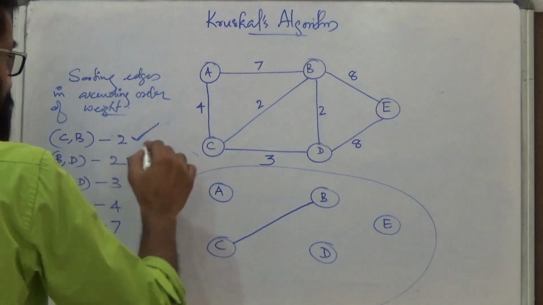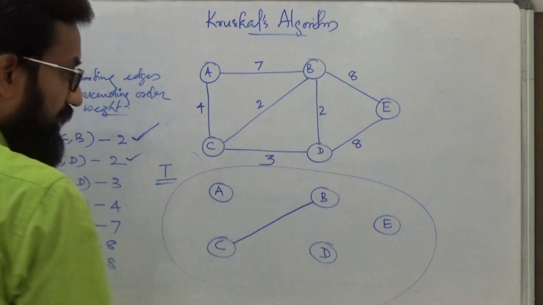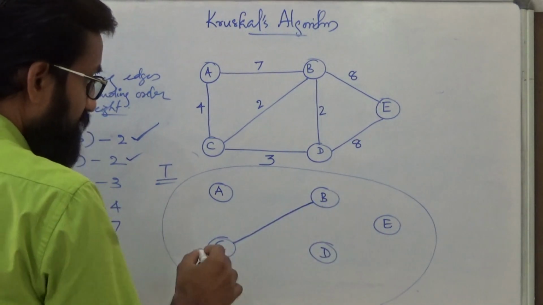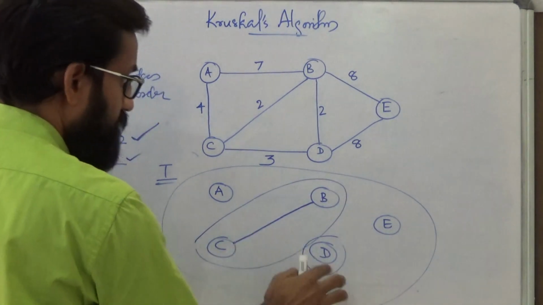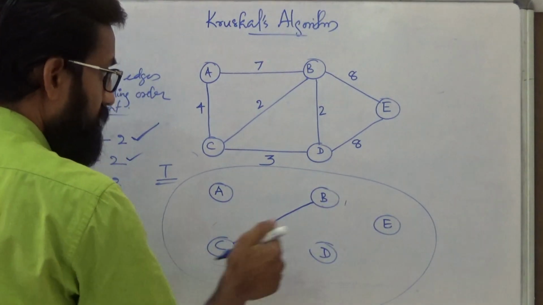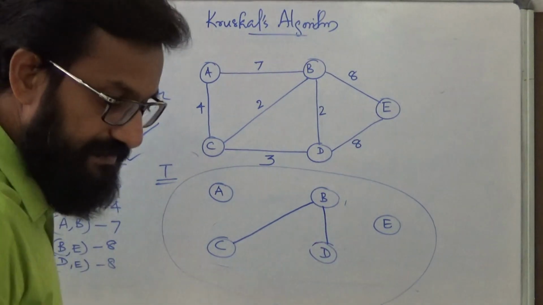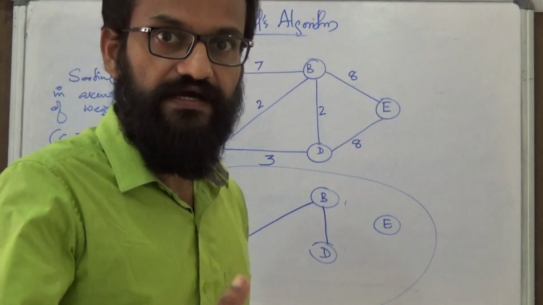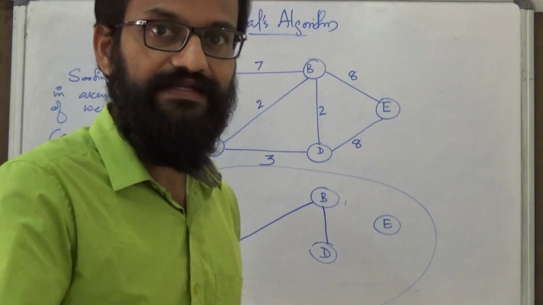Now take the next edge, BD. Before adding BD, I have to check whether B and D lie in 2 different components. So here B lies in this component and D lies in this component. So since B and D lie in 2 different components, edge BD is a safe edge. An edge is said to be a safe edge if addition of that edge into the current forest or tree will never generate a cycle.